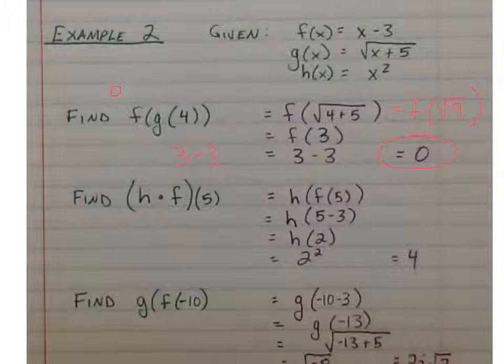The second one, h of f of 5, means h of f of 5. We stick 5 into our f rule, 5 minus 3, so we have h of 5 minus 3, in other words, h of 2, and then we stick 2 into our h rule. And our h rule says x squared, so we go 2 squared, and we get 4.